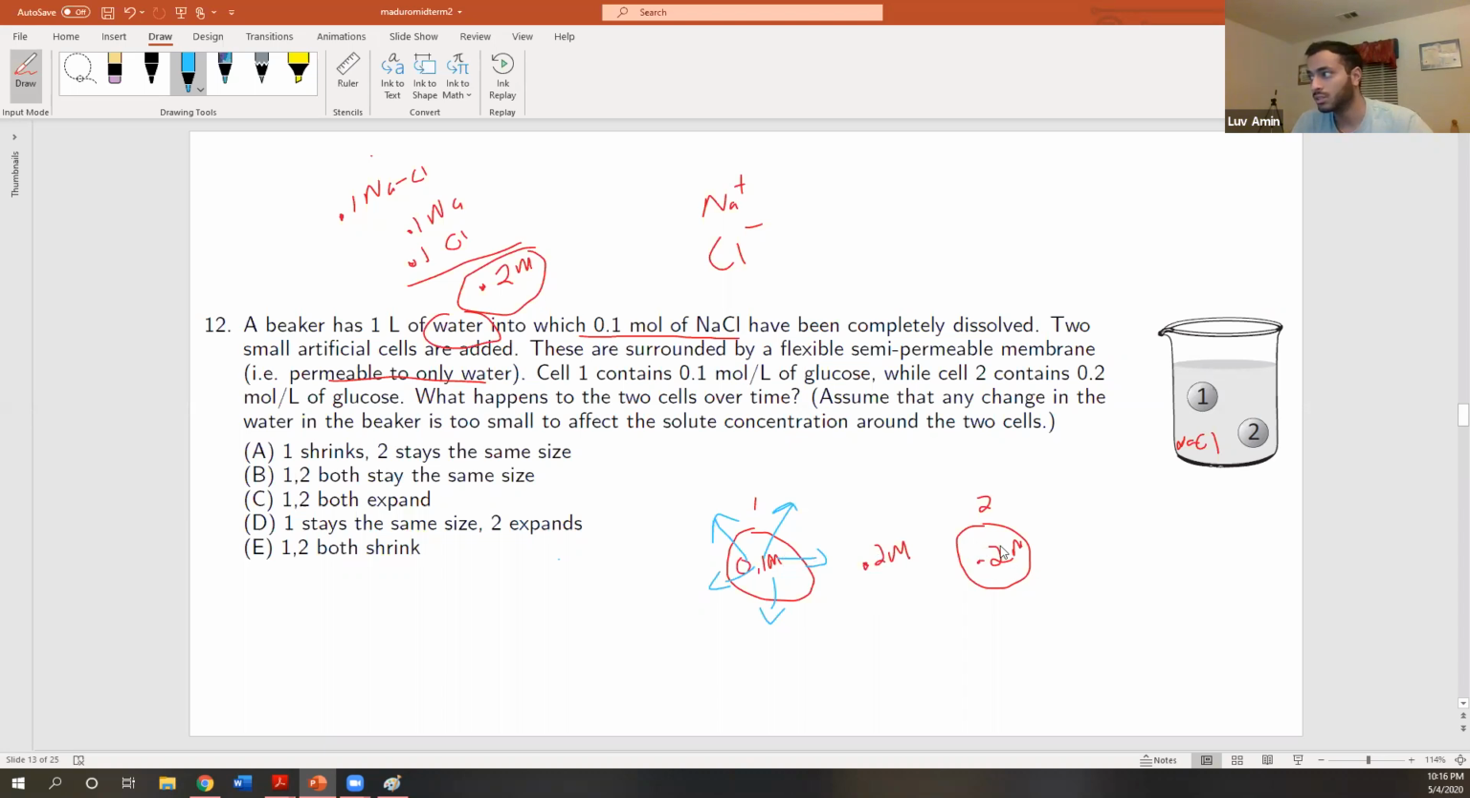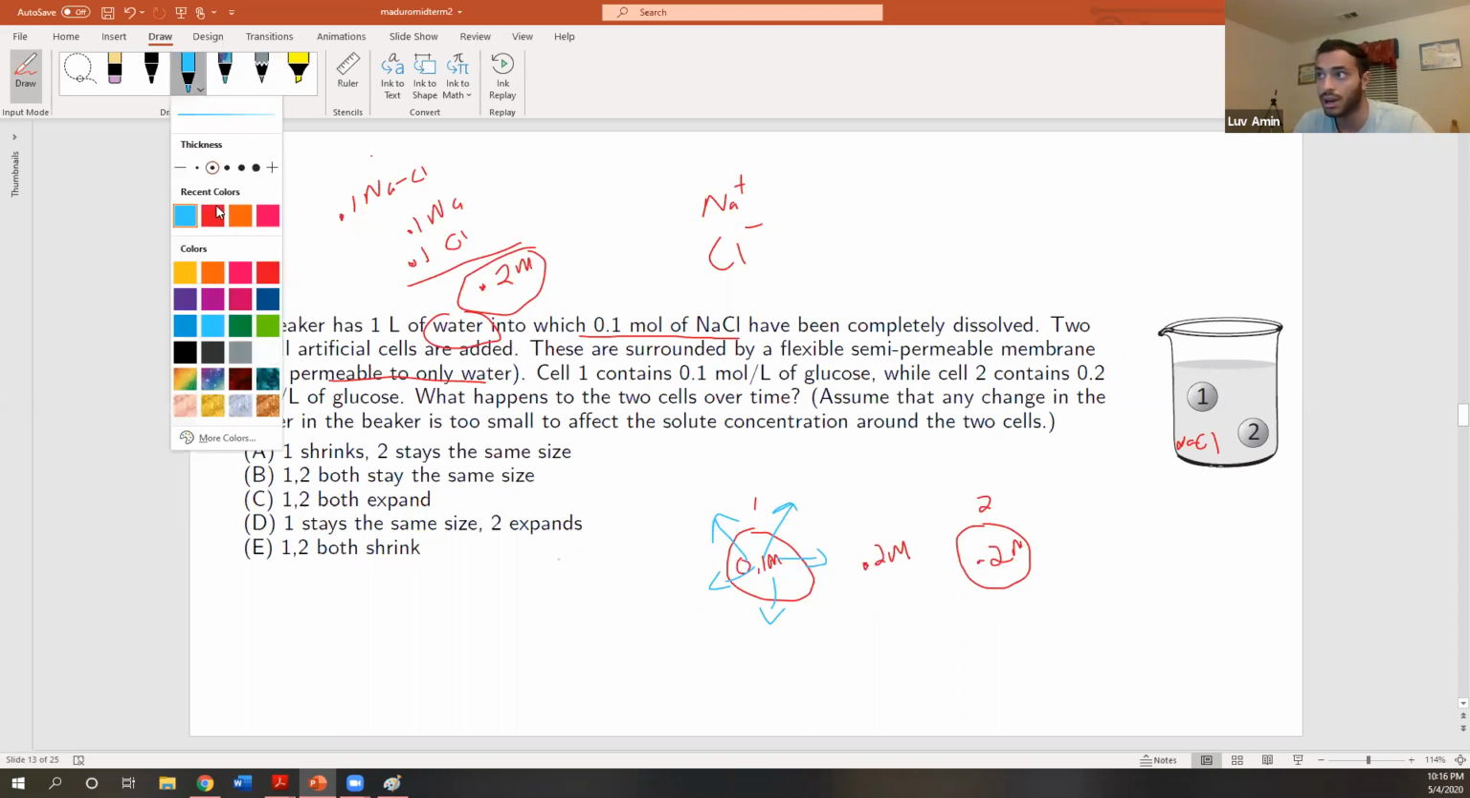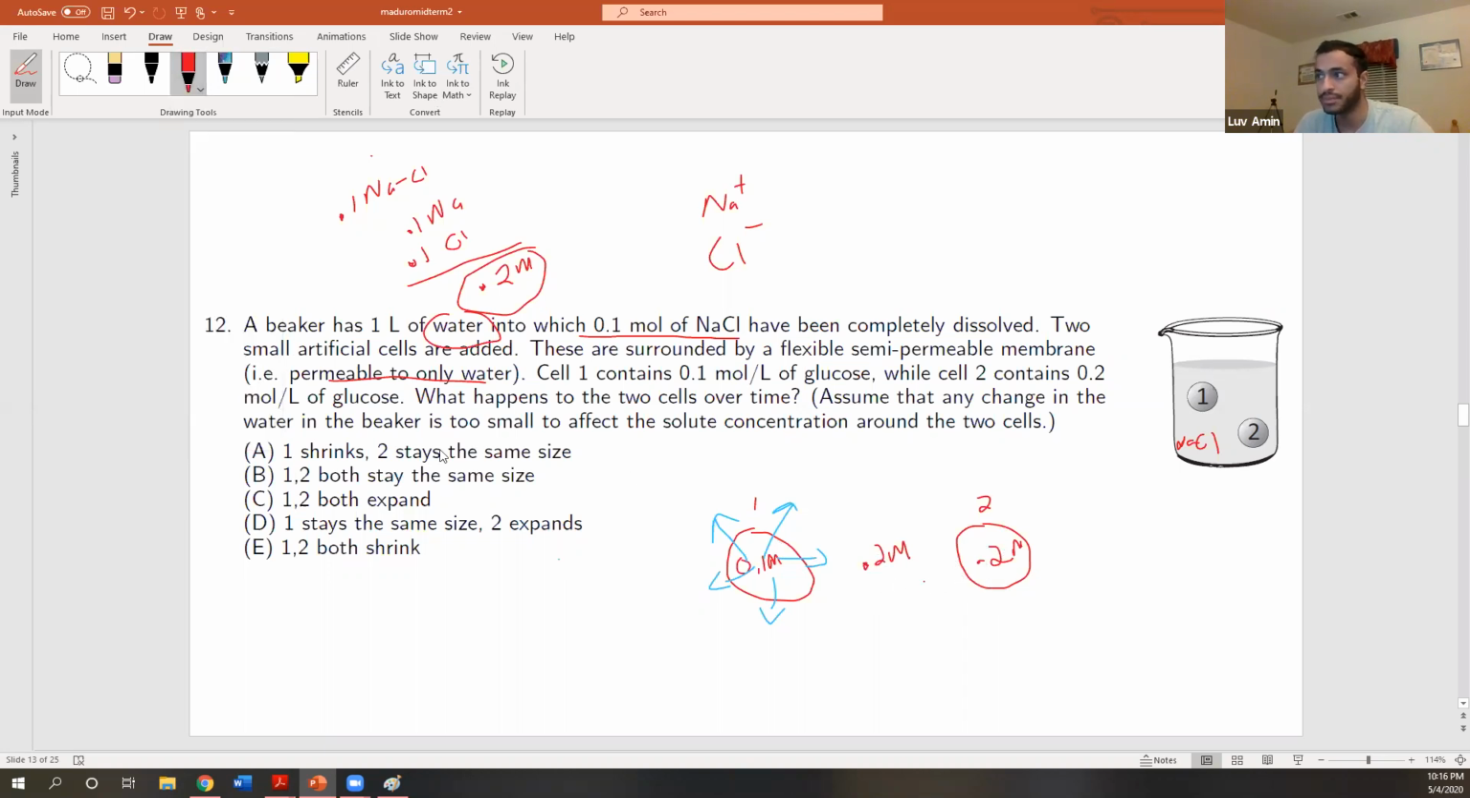In this case, cell 2, we see that both of them are at 0.2 molar, so they're both isotonic in this case. So it's all going to be the same, right? So in this case, we know that one shrinks and 2 stays the same size. So our answer to number 12 is A.